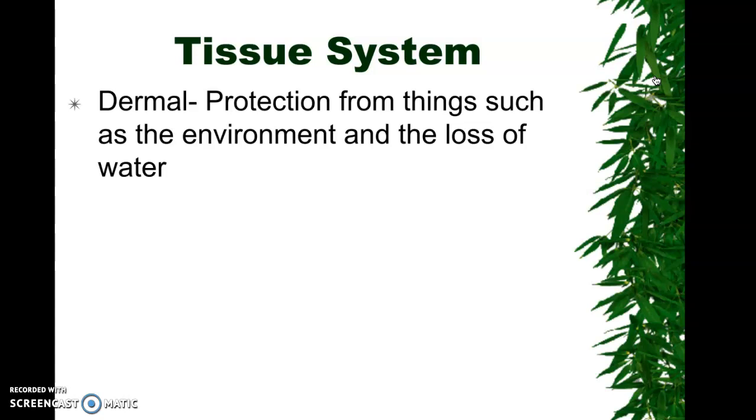Plants have different tissues too. So you have two specific ones we're going to focus on. The first one is dermal. When you think of dermal, it would be like our skin. Dermal is the same thing for plants. It's the protection from things such as the environment and loss of water. So it's that layer. I think about it on a tree.